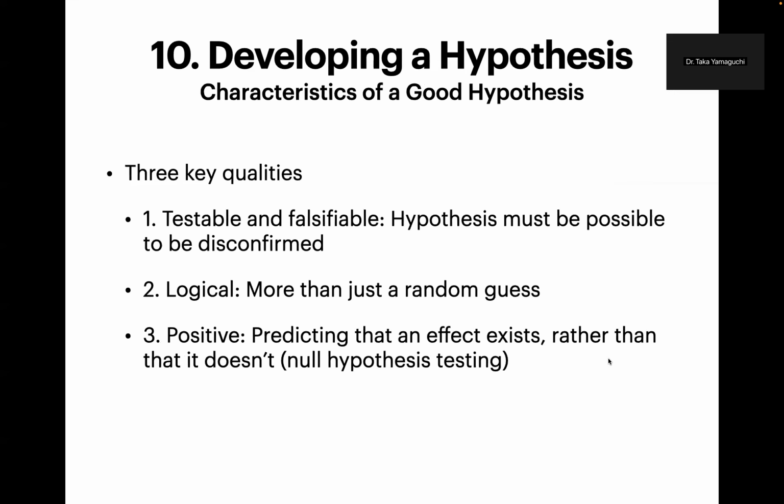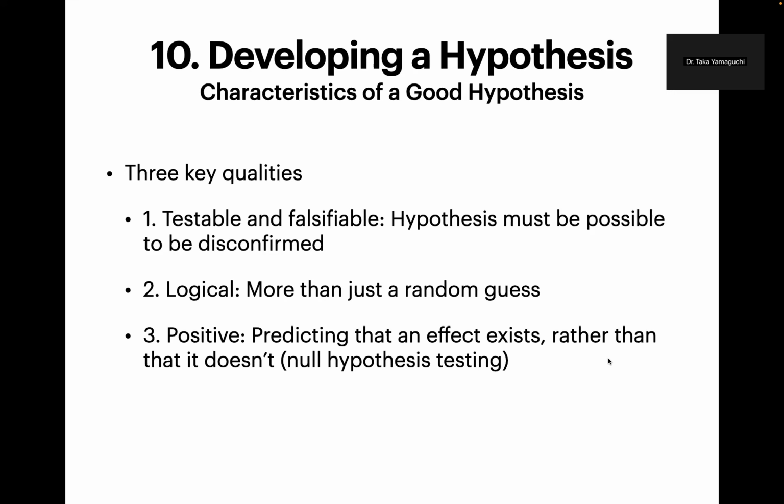Next, let's discuss some characteristics of a good hypothesis. A good hypothesis has three key qualities. First, it must be testable and falsifiable. Testability means it can be scientifically tested and evidence can be gathered to disprove it if it is false. If there is only one possible answer, then your hypothesis cannot be tested.